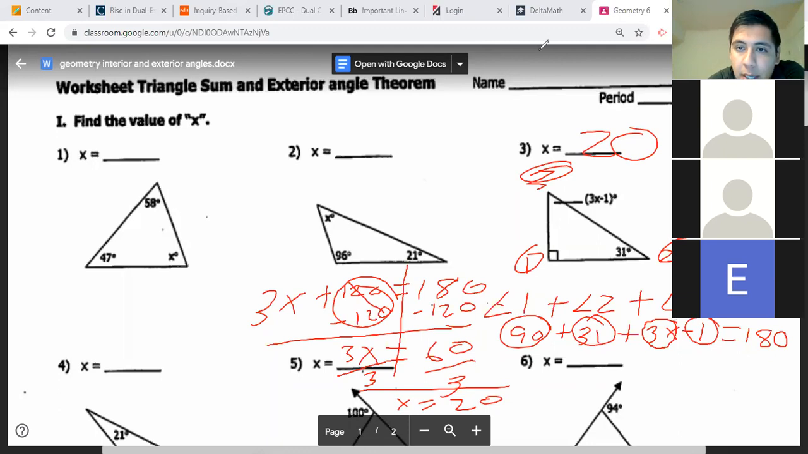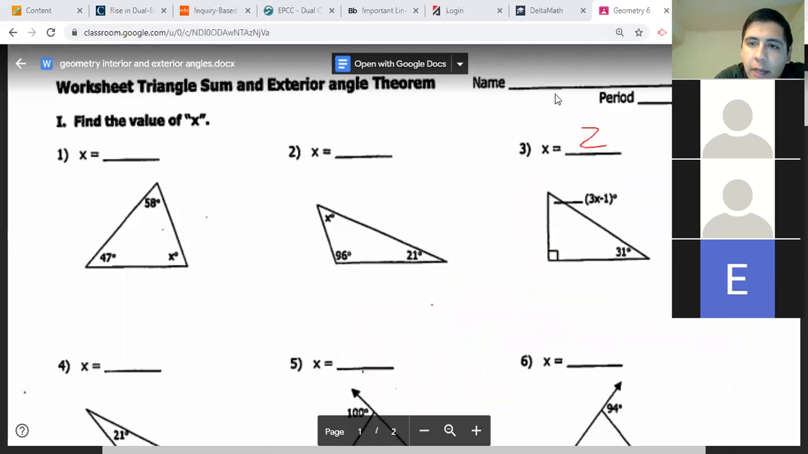Good. If we wanted to find out how much that angle is, technically, since we have the other two angles, we could subtract them from 180 and figure it out that way, right? But we already know what x is. So let's just replace x in there. That's 3 times 20, which is 60, minus 1 is 59. So the angles are 90, 31, and 59.